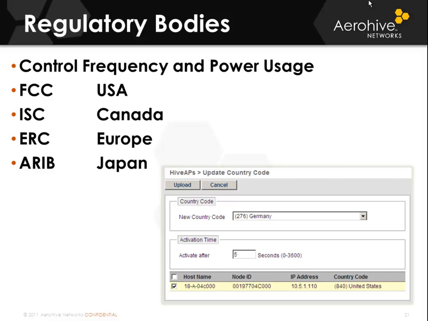Every country should have some type of frequency and power regulations in place that you should always respect to avoid being in an illegal state by deploying using too much power or the wrong frequencies. When using Aerohive's Hive APs, you can simply choose the country code and it will lock the access points to the specific frequencies and powers for that region.